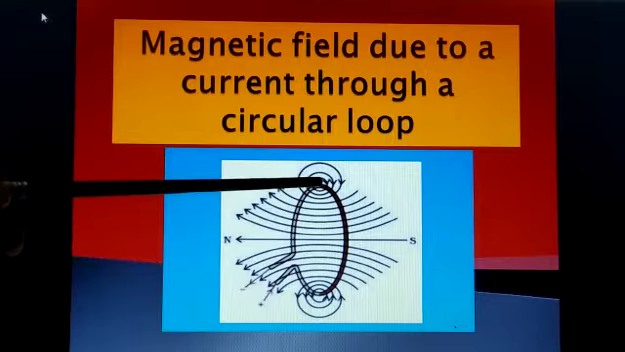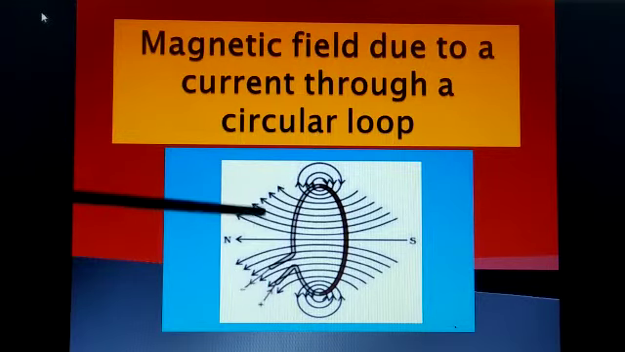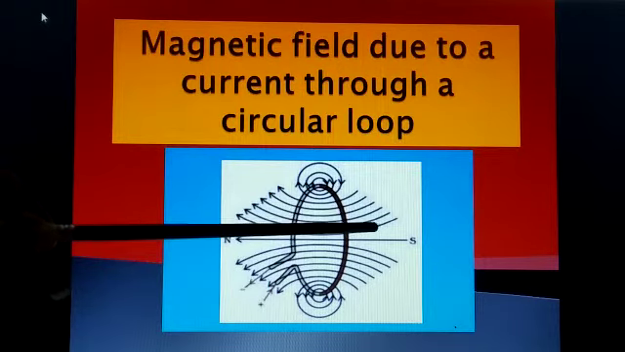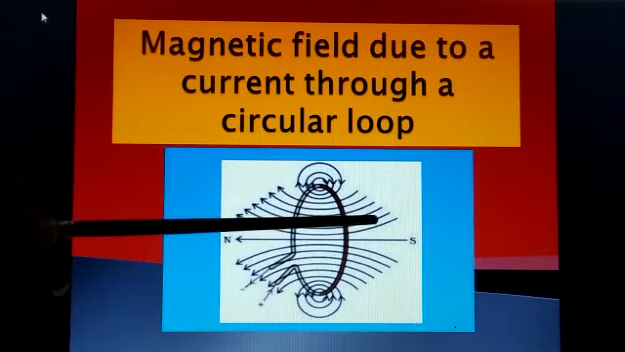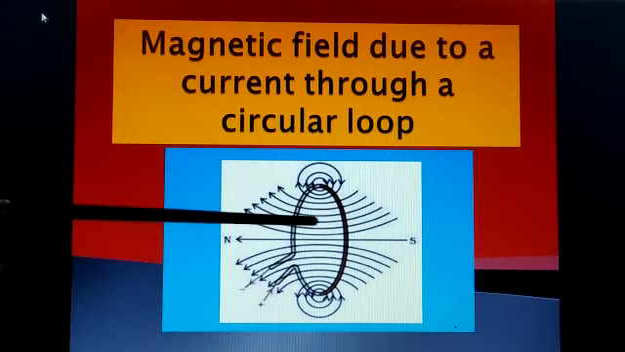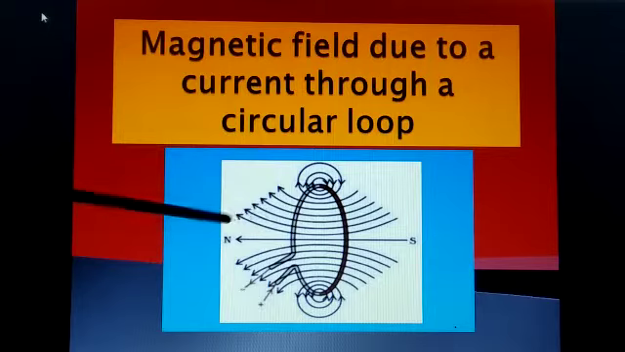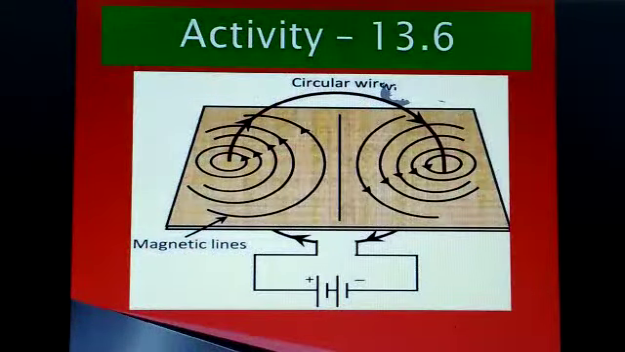If you move away from the wire, the radius of the circles will increase, and at the center of the circular loop, the pattern of the magnetic field line is a straight line. Straight line means here the magnetic field is uniform. So we can do one activity to see the magnetic field lines due to a current through a circular loop.